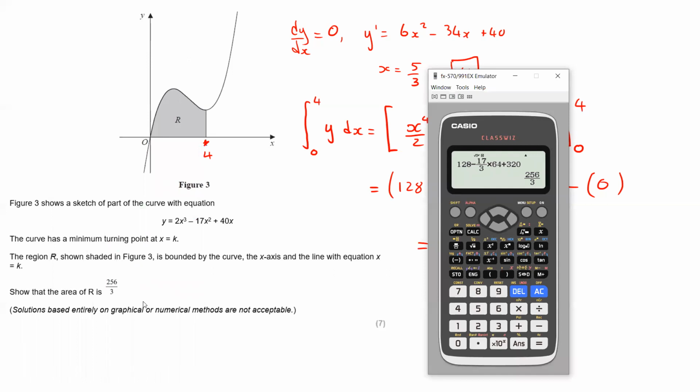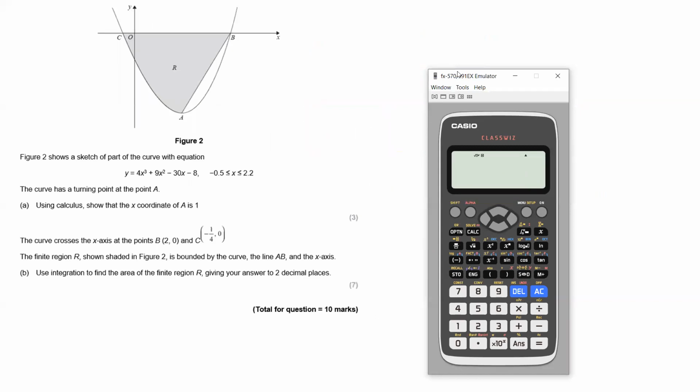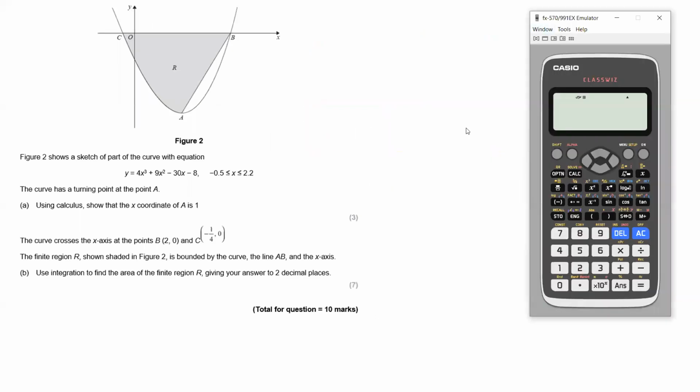Questions like this are great because you know what you're looking for. Let's try one where we don't know what we're looking for. Final one. Oh, I already regret it by looking at this. The curve has a turning point at A. Using calculus show that the x coordinate of A is 1. Not a problem. So we know that just like before, turning point means y dash is 0.